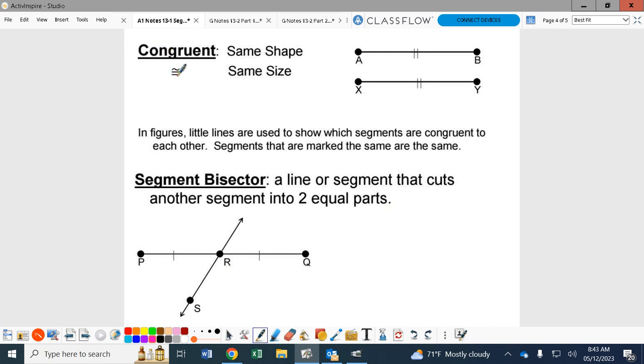Instead of two measurements being equal to each other, it means the actual object is the same as another object. In geometry, for example, this segment would be congruent to this segment. Their measurements would be equal, but the actual objects would be congruent to each other. It means the same size and same shape. So in this case, it would mean that AB is going to be congruent to XY. Those are congruent to each other.